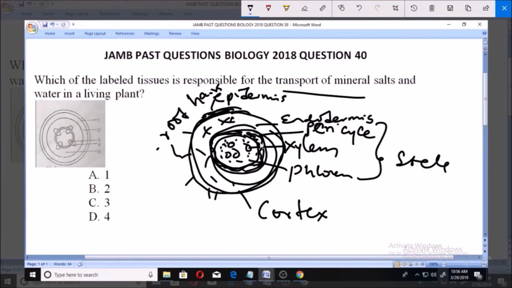Now the function of this xylem, which can be seen as number 3 in this rough sketch here, is to transport mineral salts and water in living plants. So that makes 3 the answer to the question. You understand? But take note that you have the other parts of the tissue: the epidermis, the endodermis, the pericycle, the xylem, the phloem, the cortex. But this very point that is being pointed at here is known as the xylem, which is the part that does the function of transport of mineral salts and water in living plants. Thank you.